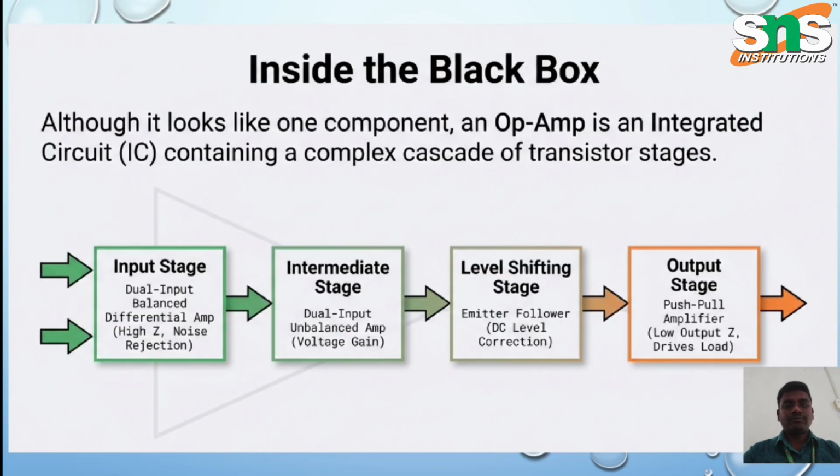Inside the black box, inside the IC, although it looks like one component, an op-amp is an integrated circuit containing complex cascaded transistor stages. Different stages of transistors are available inside the operational amplifier. One by one we'll discuss the input stage, intermediate stage, level shifting stage, and output stage. So this step-by-step process is happening inside the operational amplifier.